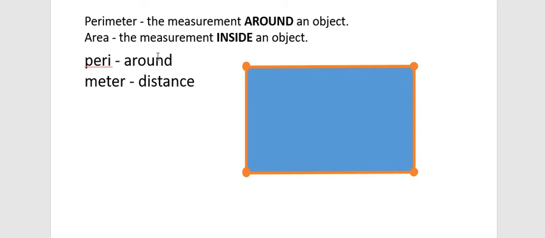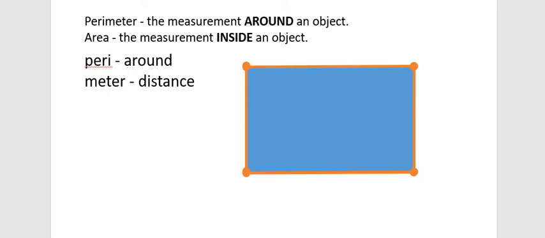So the word perimeter gets its Greek and Latin roots from the word peri, which means around. If you think of a periscope, it is something that you can see with using a submarine. You can look around in all directions, and then meter being the distance. So the perimeter is the around distance of an object.